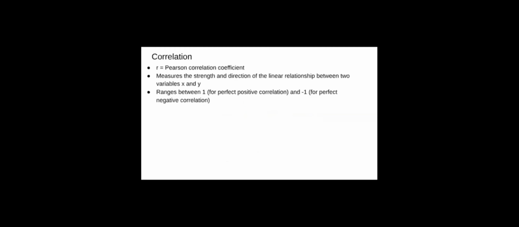The strength and direction, which by direction I mean positive or negative, of the linear relationship between two variables x and y are measured by the Pearson correlation coefficient, which is denoted by the letter R. It ranges between 1 and -1. When it's a perfect positive correlation, it's 1, and when it's a perfectly negative correlation, it's -1.